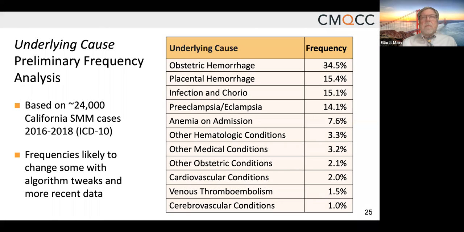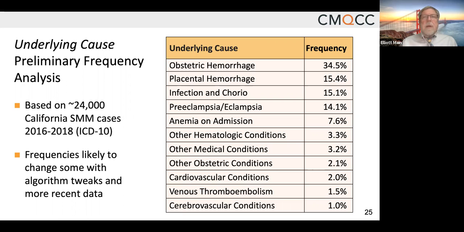Infection and chorio and preeclampsia account for another 30%. So those are the next two big drivers. But actually, it's interesting. We saw this again and again in feedback from our hospitals that anemia on admission was a really important one. And we're about to embark on an anemia in prenatal care for women with anemia collaborative. So stay tuned, that's coming up next year.